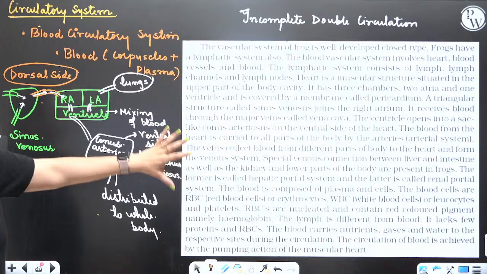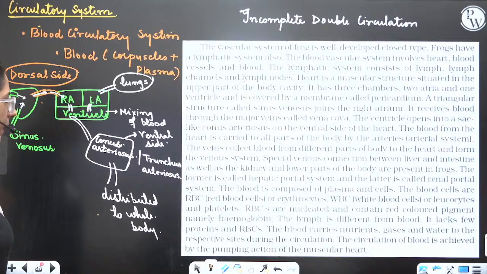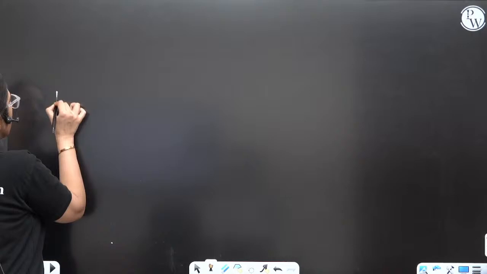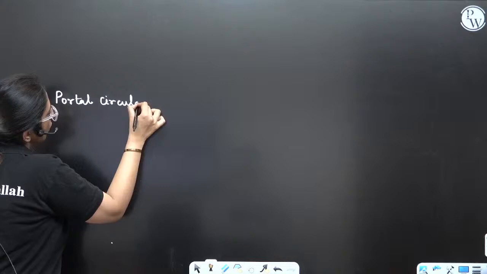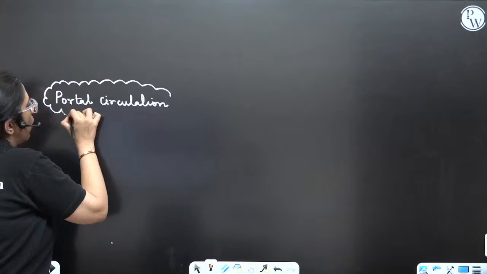Okay, now let's read this. Acha, we have to do the portal circulation also. Let's do the portal circulation, then we will read this. Two types of portal circulation are present in the case of frog. One is hepatic portal circulation.